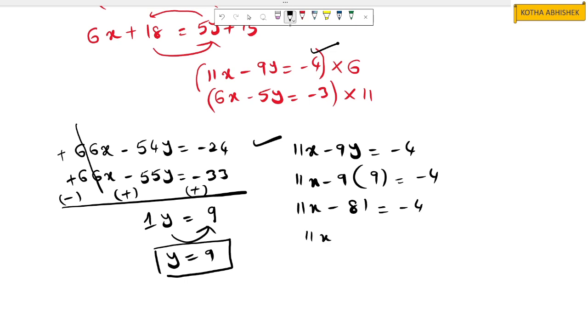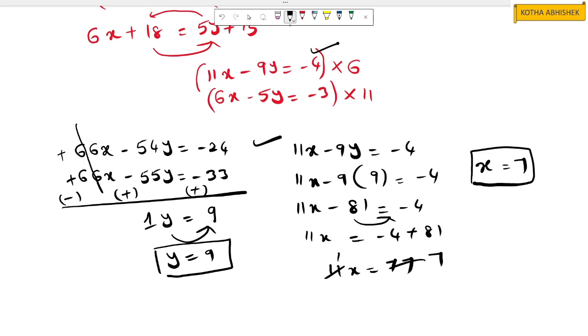11x, taking minus 81 to the right side, which equals minus 4. Minus 81 will become plus 81. 11x is equal to minus 4 plus 81, which is 77. 11 ones are 11, 11 sevens are 77. So the x value is 7. Now we got the x value as well as the y value, right? So let us write the fraction. The fraction is x by y, right? So 7 by 9 is our required fraction.